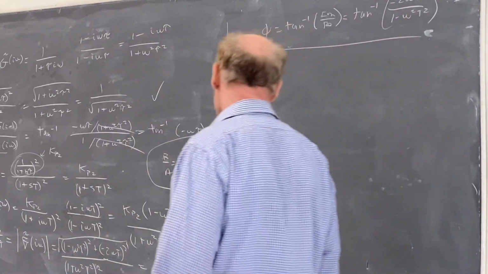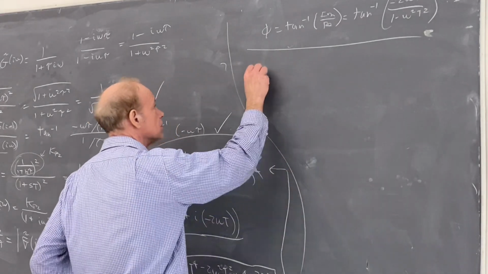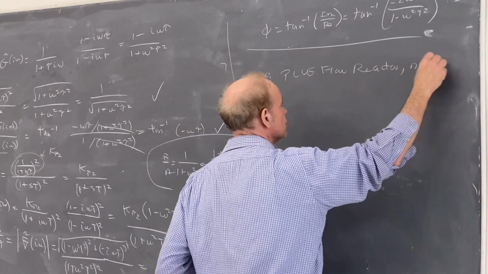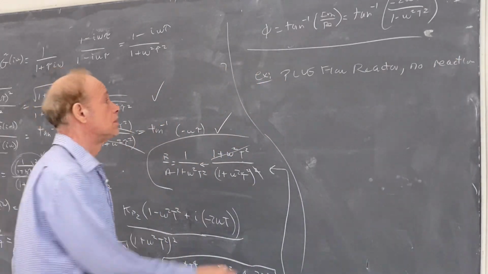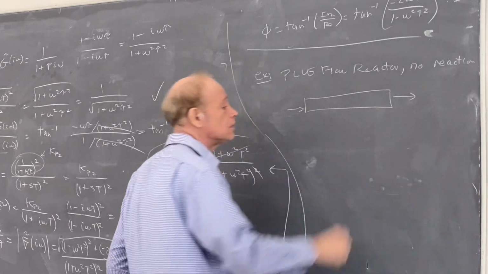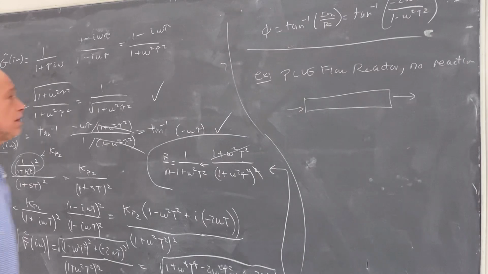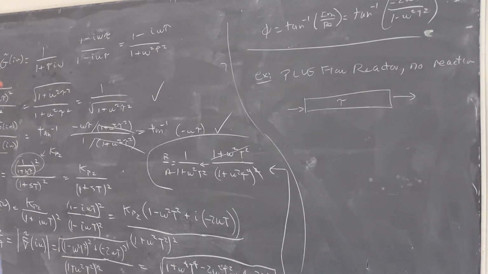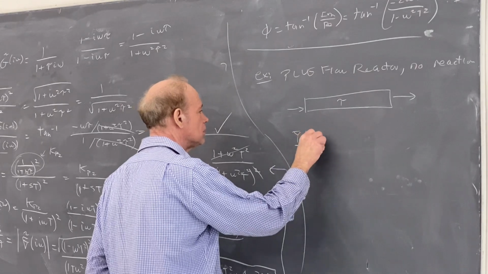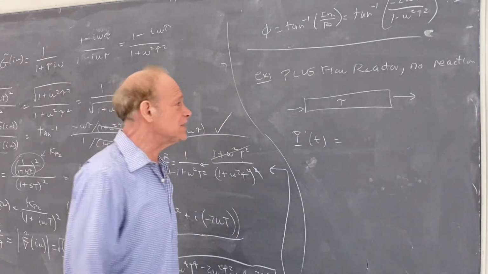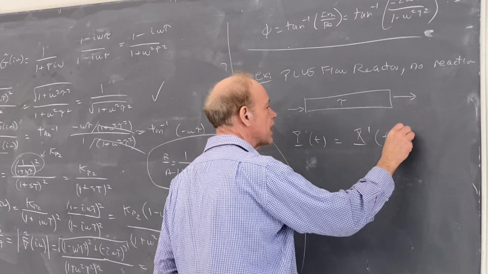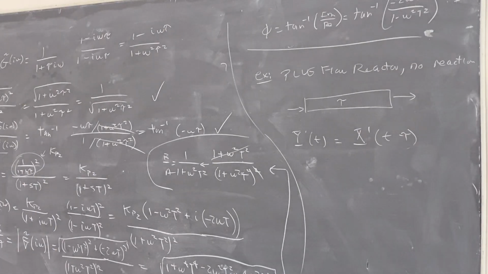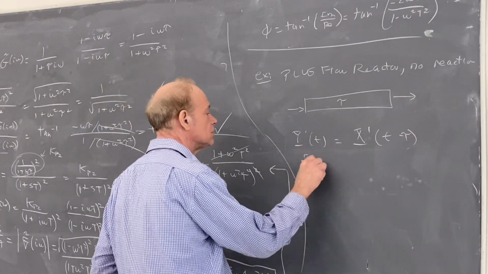One more example, and then we're done for today. Let's look at a plug flow reactor with no reaction. So if I have no reaction, then whatever comes out is just whatever went in tau seconds later. So y prime of t is just x prime of t minus tau. Whatever came in tau seconds ago goes out. This is a pretty boring reactor. Nothing special.